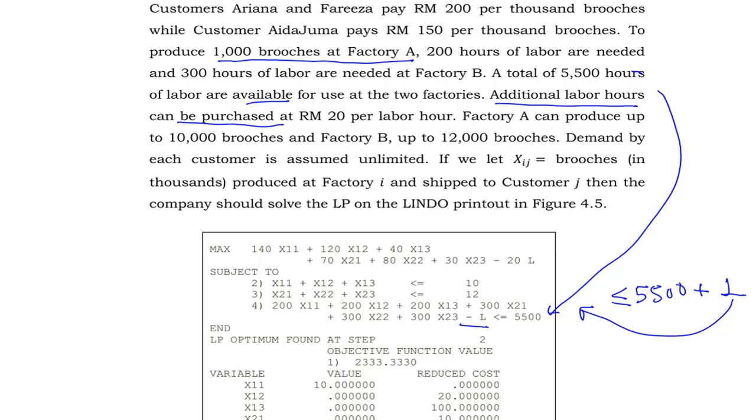Factory A can produce up to 10,000 brooches. So this is the first constraint here. So the total number at factory A is X11 plus X12 plus X13. For factory B, the maximum is 12,000 brooches. So that one is the second constraint.